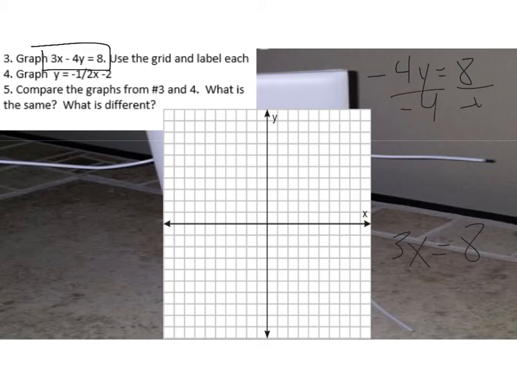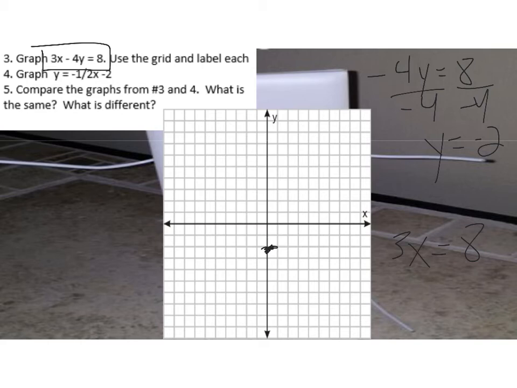I'm just going to divide both sides by negative 4, and I get y equals 8 divided by negative 4, which is negative 2. So what that means is on my y-axis, I'm going to go down 2 and put a point right around there. My points aren't perfect because my fingers are too fat to fit perfectly there. But y is equal to negative 2.